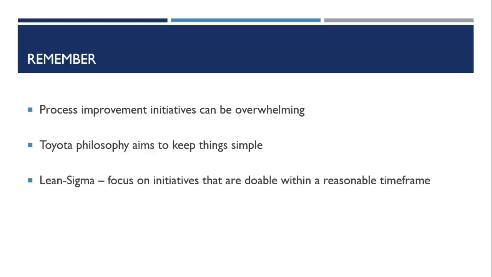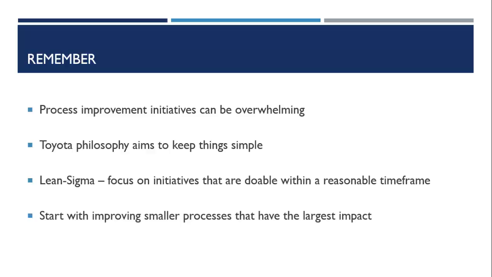And select processes or projects that are within your span of control or your team's span of control. Many large processes can be segmented into smaller sub-processes. And finally, start with improving the smaller processes that will have the largest potential impact on your organization upon completion.